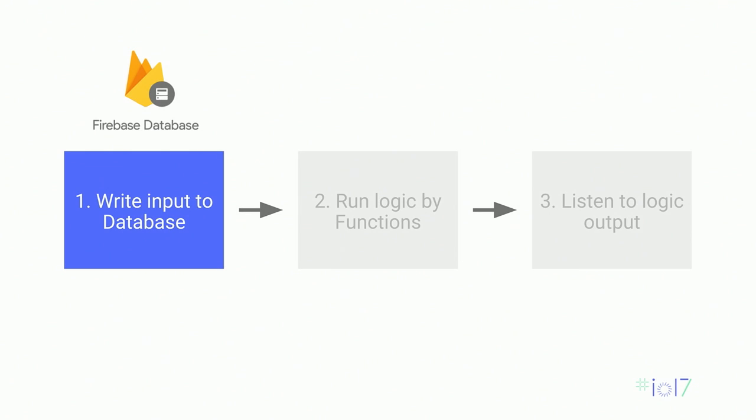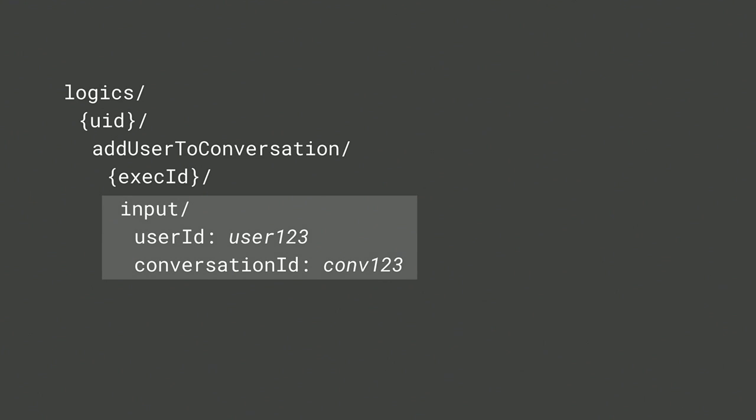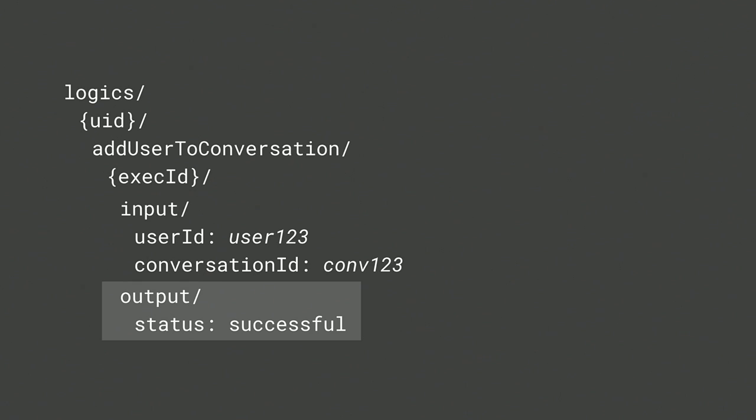OK, let's look into the first step, writing logic input into Realtime Database. Here's how we represent a business logic execution in our database. We have a dedicated location inside our database under Add User to Conversation nodes to represent each logic execution. Under each child node, we have an input child node, which contains the input of our business logic. In this case, it has conversation ID and user ID of the user that we want to add. Then we have an output child node, which represents the output of our business logic that we want to share with our client app. Here we only have a status of if our business logic execution has been successful or not.